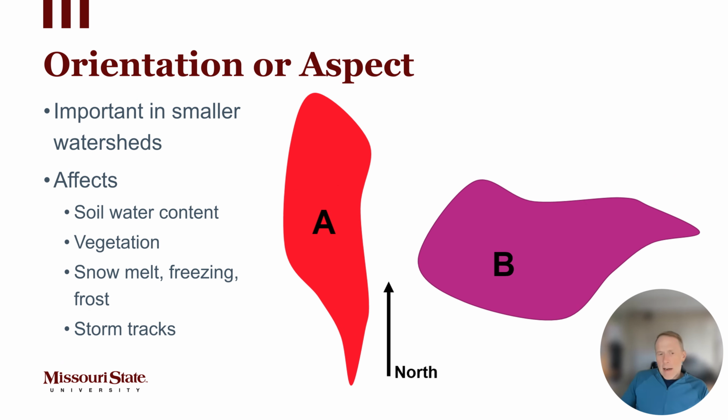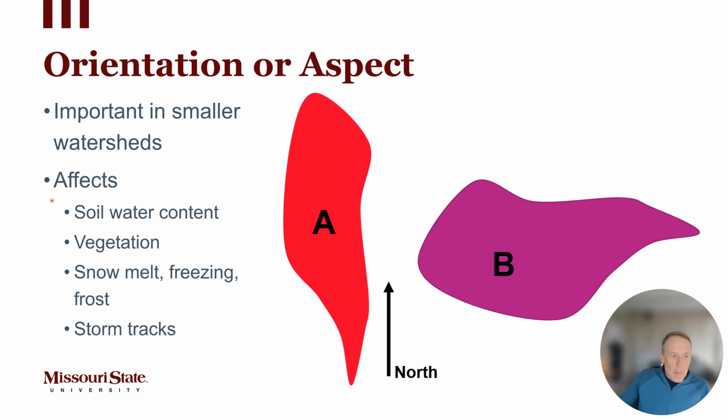So orientation or aspect. Let's just assume, I know visually it's not quite equal, but let's just assume for a second that these two watersheds are equal in every way except for their orientation. So B and A both have the same area, the same geology, the same climate, same topography. Everything's the same except A is more north-south oriented and B is more east-west oriented. Okay, that has a couple of important outcomes in terms of how water translates to runoff.